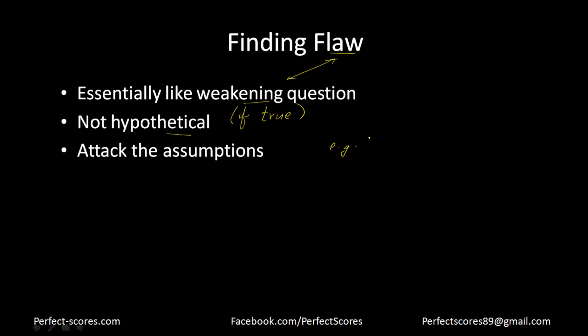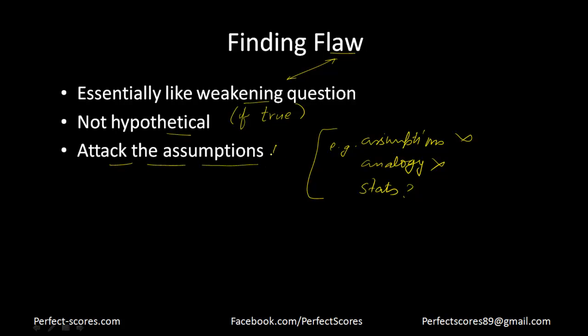For example, this could be one of your answers in a simple form: the assumption is wrong, or the analogy that has been implied is wrong, or some statistics are missing. So these kinds of options, which are not fictional, would be your answer choices in a finding a flaw kind of question. And basically you have to attack the assumptions here as well.